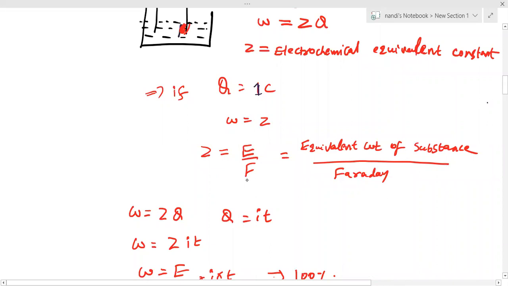E means the equivalent weight of the substance. F means Faraday. Then substitute Z equal to E by F in this formula, with E the equivalent weight of the substance.